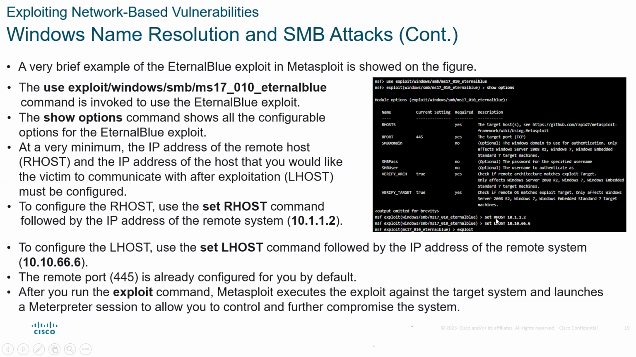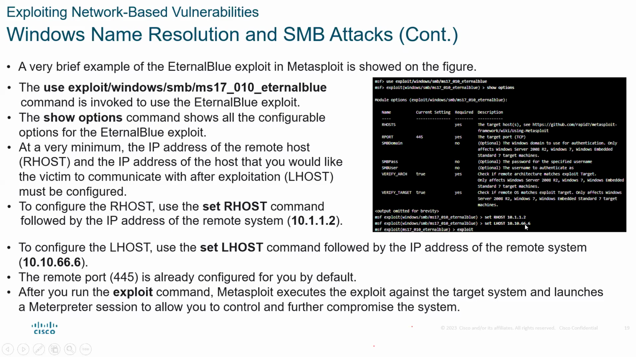So the RHOST is your remote host, and then the LHOST is your local host. So typically your RHOST is the machine that you want to attack. Then the LHOST is the place from where you are launching the attack, right? Now to configure the local host, use the set LHOST command and then indicate the IP address. So here, when identified here, this is the guy we're attacking.